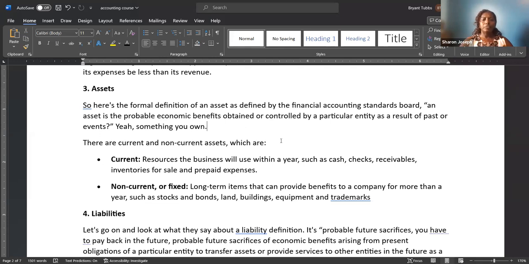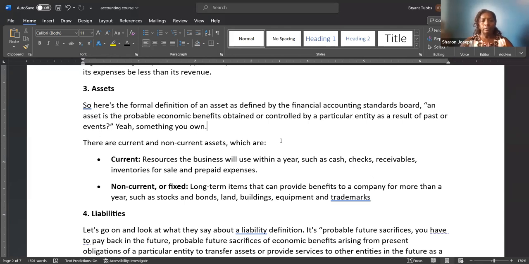So a current asset is basically a resource that the business will use within a year, such as cash, checks, receivables, inventories, prepaid expenses. Inventory is considered current because most of the time that you buy inventory, you don't expect it to be sitting in the warehouse for a couple of years or any period of time. You're expecting that to turn. You're buying inventory to sell inventory, right? And that's how your business is growing, by selling that inventory.